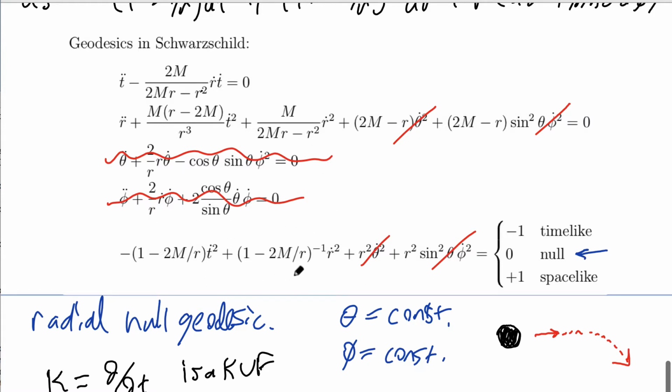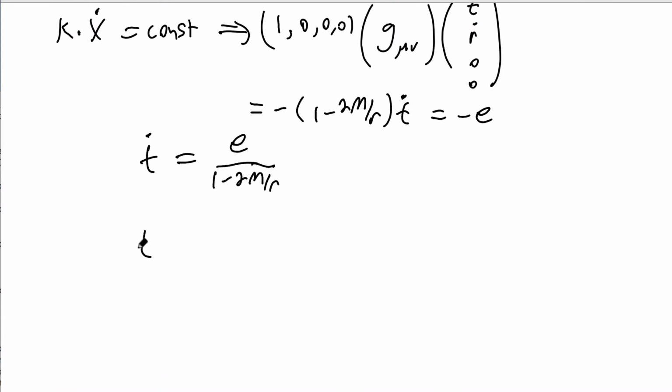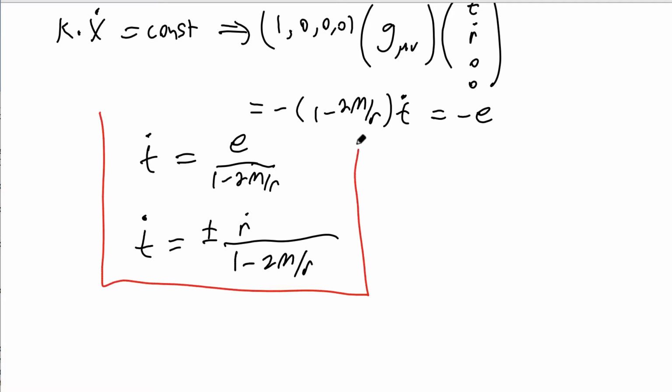So let's now write down this result explicitly. If we bring this term to the right-hand side and divide through by 1 minus 2m over r and take the square root, we're just left with t dot equals either plus or minus, because we've taken a square root, r dot divided by 1 minus 2m over r. These equations aren't too difficult to solve, and I'll do that in a moment, but first let me point out that if the photon is above the surface of the Earth or outside the surface of the Sun, then 2m over r is very small, which means the denominator here and here is always positive.